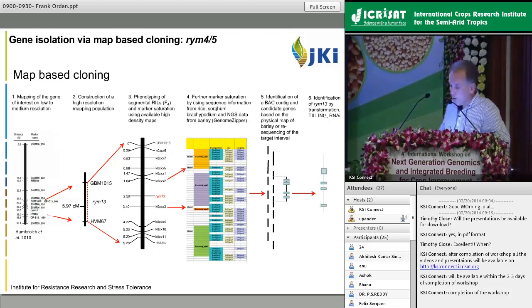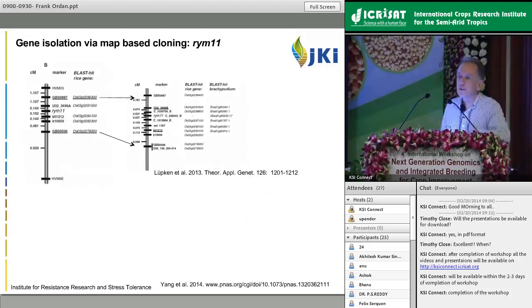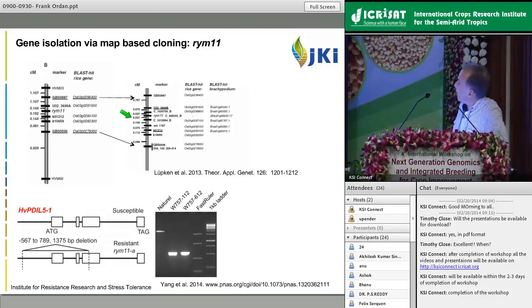And this approach we used for the isolation of the RYM11 locus located on chromosome 4HL. Again, a high-resolution mapping population was constructed, and by using the genome zipper, we identified one marker co-segregating with RYM11. This marker was then analyzed in detail, and it turned out that it is due to a rather large deletion in a gene coding for a protein disulfide isomerase.